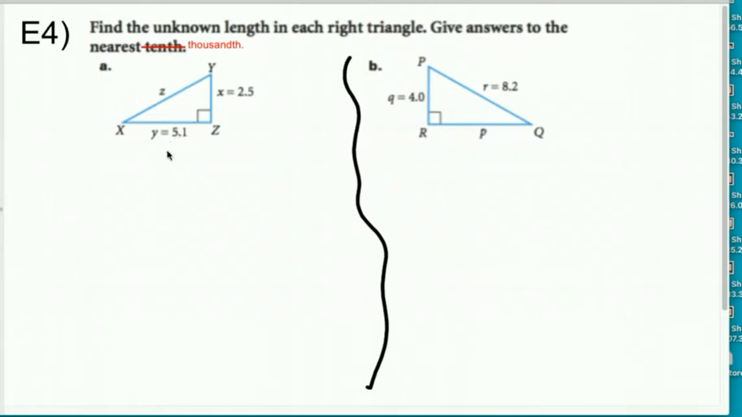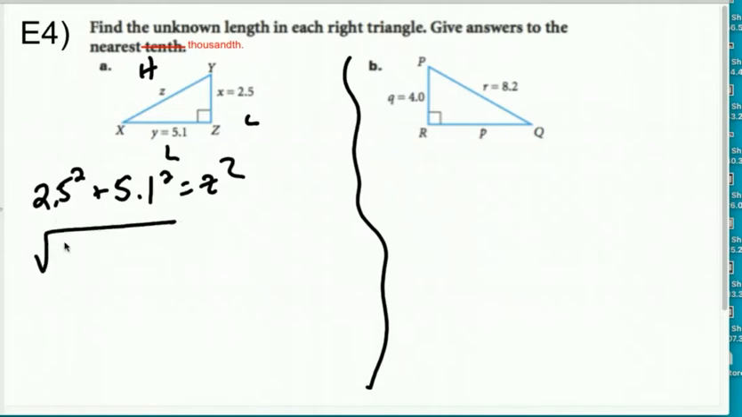Okay, so these are my legs, right? Z is my hypotenuse. So x squared plus y squared equals z squared. And then I'm going to use my calculator. Essentially, I'm going to be pretty lazy and just type this into my calculator. I don't even see a real reason to bother to clean it up first, right? And I'm going to get an approximate answer for my z.